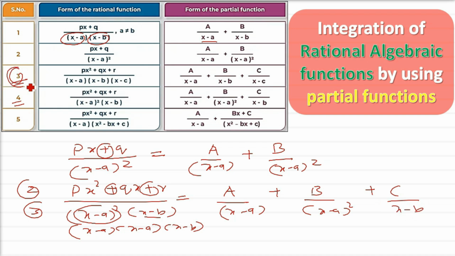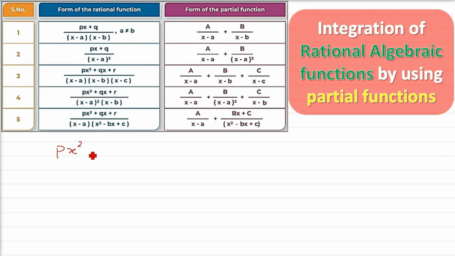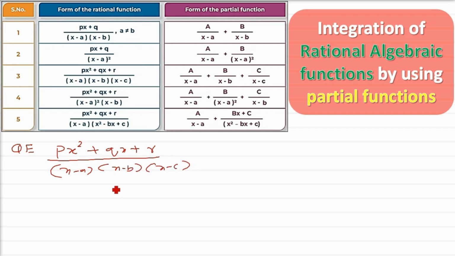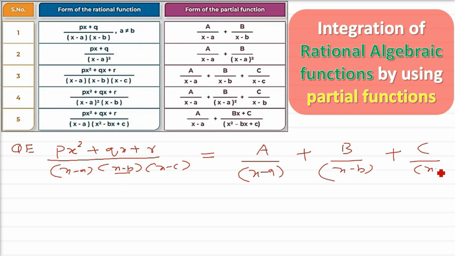X minus b. So now the third one, which is px square plus qx plus r, is a quadratic equation which has the degree of 2, order 2. X minus a into x minus b into x minus c, these are 3 separate factors. In order to write it as a partial fraction, because 3 terms are there in the denominator, you have A, B, C, 3 constants. Then you have x minus a, the first denominator term, the second one is x minus b, followed by the third one, which is x minus c.